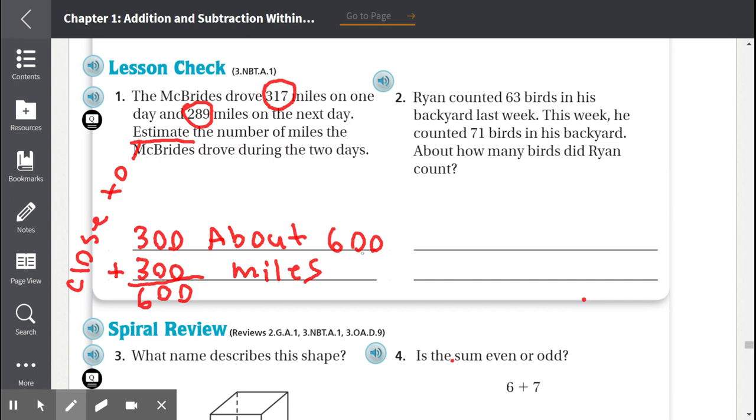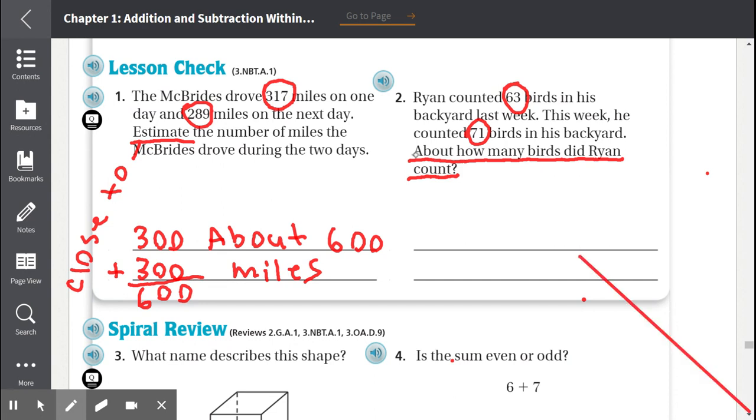Number two, Ryan counted 63 birds in his backyard last week. This week, he counted 71 birds in his backyard. About how many birds did Ryan count? Let's find our important numbers. So it was 63 birds in his backyard last week. This week, he counted 71 birds in his backyard. So we always underline our question because it tells us what to do. So about how many birds did Ryan count is our question. It's telling us to find out.